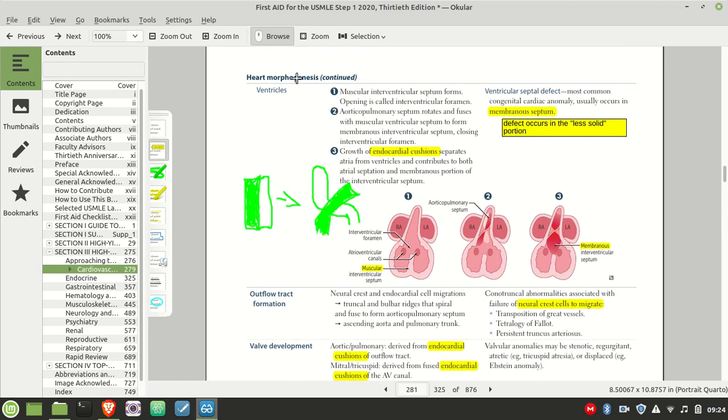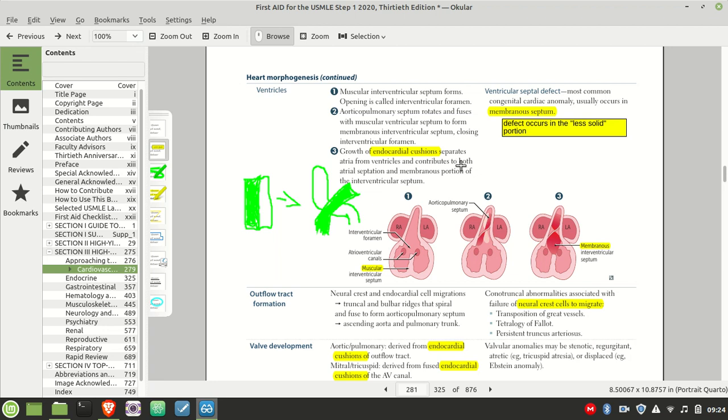So for the heart, I like to think of it just in terms of muscular versus membranous. Okay? And you can remember your ventricular septal defect happening in the membranous portion of the septum, because the membranous portion is less solid. The muscular portion, super strong, more solid, less likely to have a hole in it because it's solid and strong.